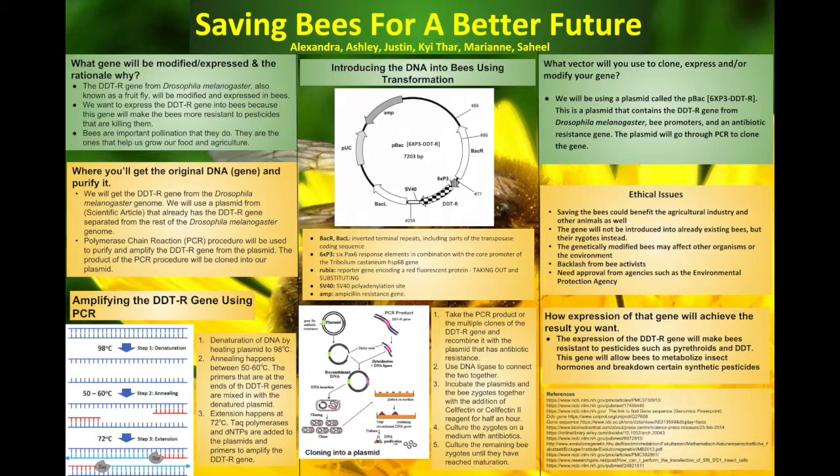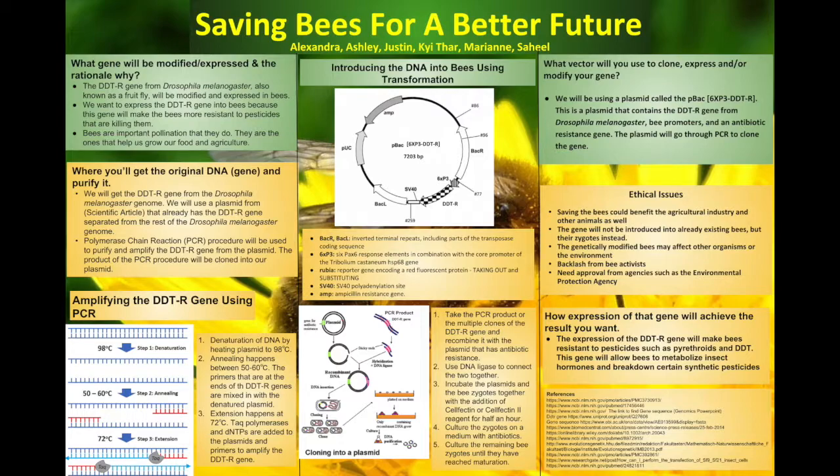The second step is annealing. The reaction temperature is lowered to 50 to 60 degrees Celsius, and then annealing happens. This allows the primers to bind to their complementary sequence in the template DNA. The primers that are at the ends of the DDTR gene are mixed in with the denatured plasmid.